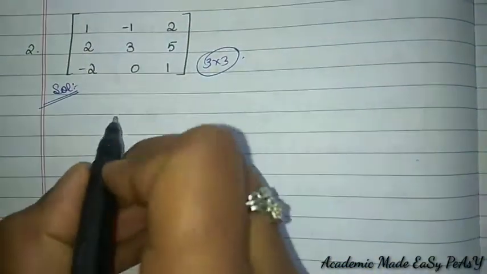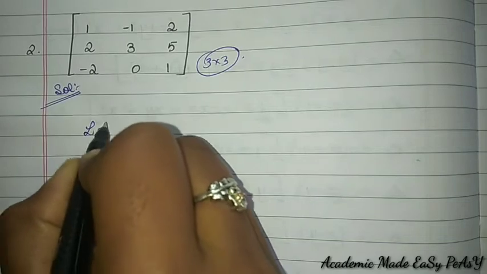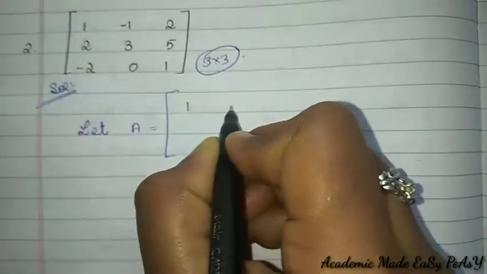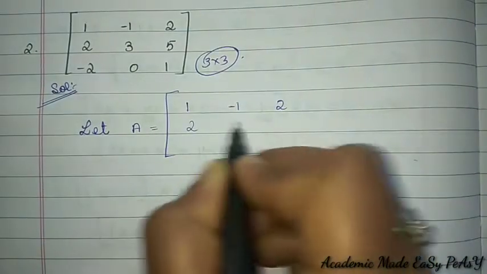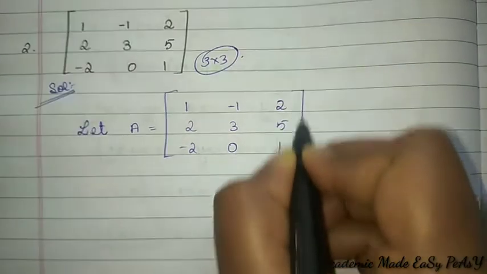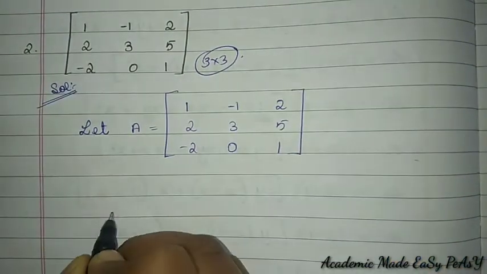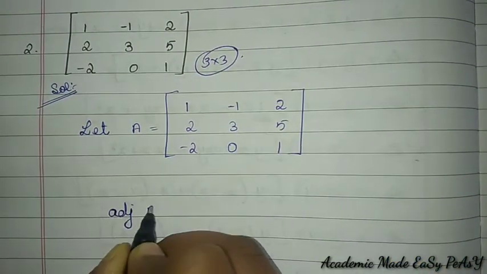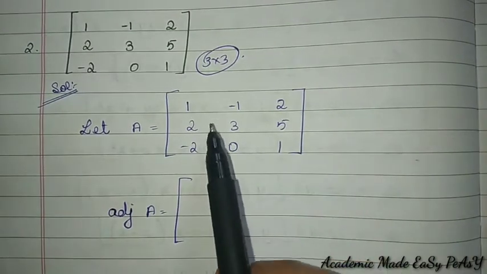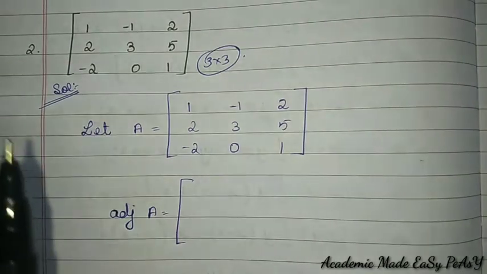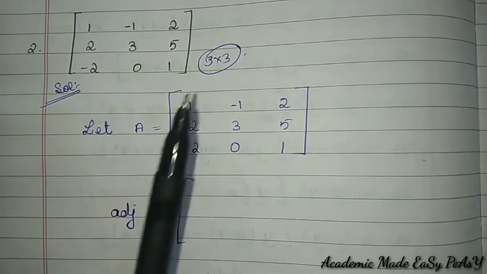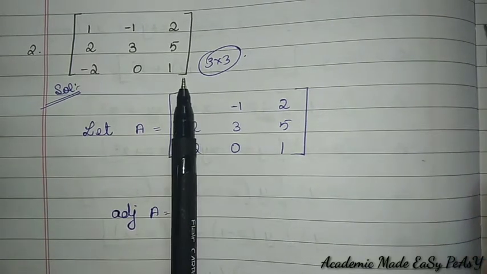Let the given matrix be A. So 1, minus 1, 2, 2, 3, 5, minus 2, 0, 1. Now we will be finding it directly. So we have to take the cofactor only, isn't it? As I taught you in the introduction part itself, just be very clear so that it will be easy for us to do without lots of steps there.